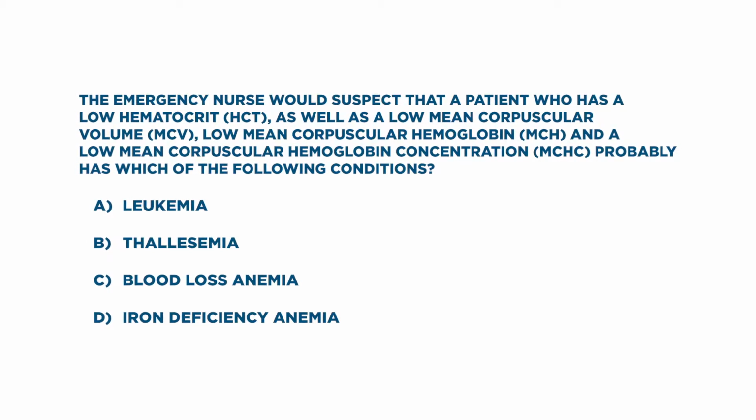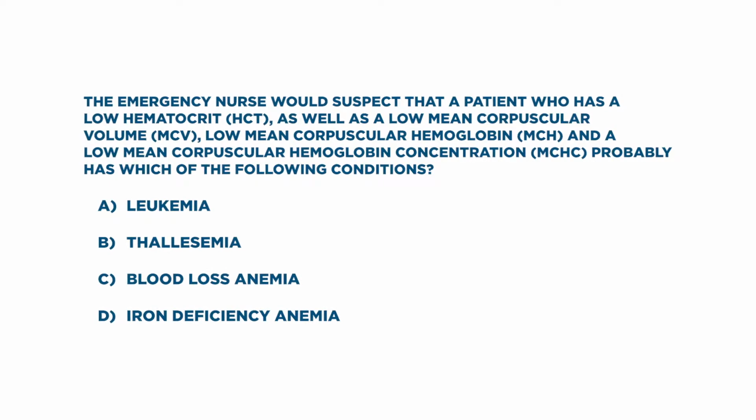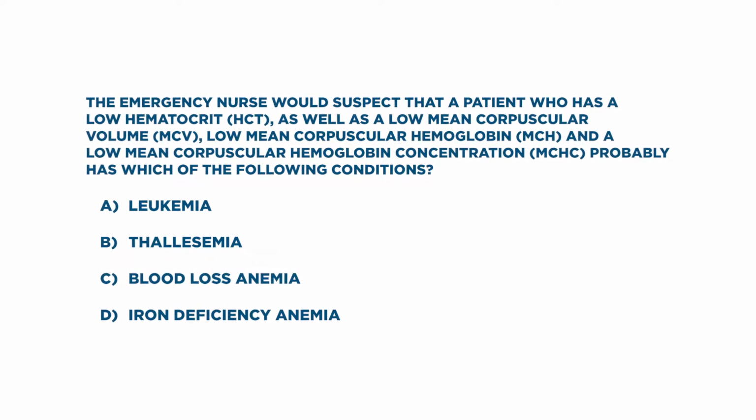The thing that causes people to have small red blood cells with not enough hemoglobin in them is iron deficiency anemia. But the only way I can figure out that answer is to analyze each of those separately and ask, how does a low MCV, a low MCH, and a low MCHC contribute to anemia? So as you can see, it requires a lot of analysis, and these are the hardest questions on the exam.